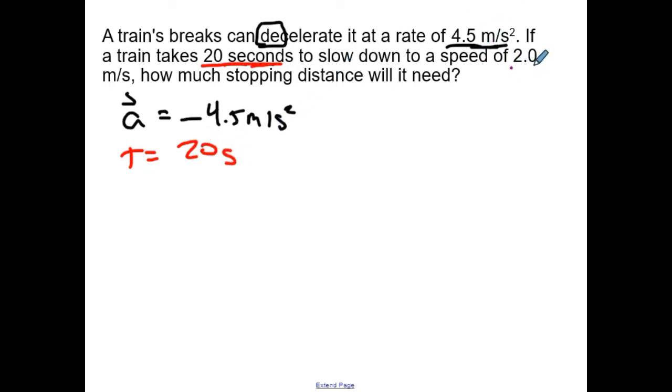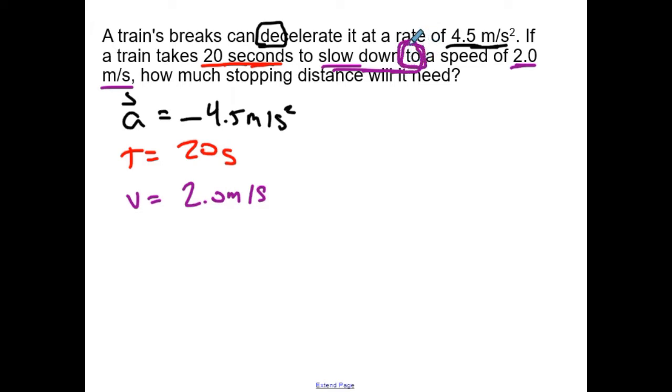And it also tells me that we've got 2 meters per second, so that's a velocity, 2.0 meters per second. But I've got to be more specific here. What kind of velocity is this? Because this is not uniform motion, it's slowing down. And you'll notice it says it slows down to a speed.